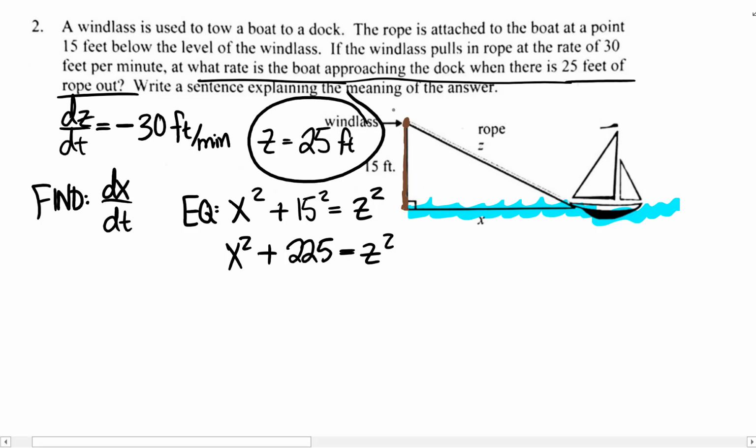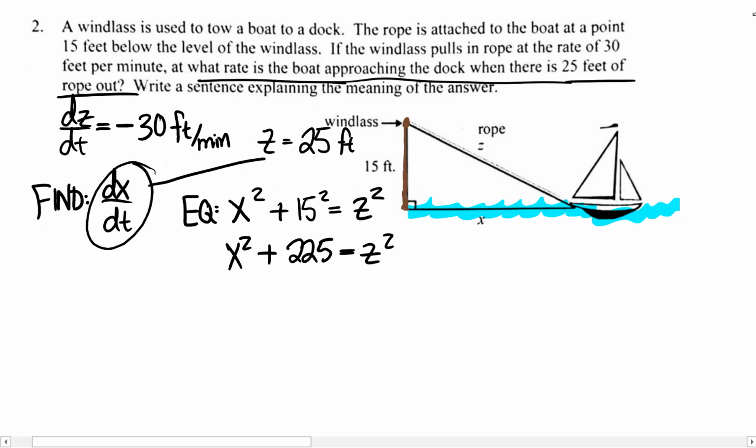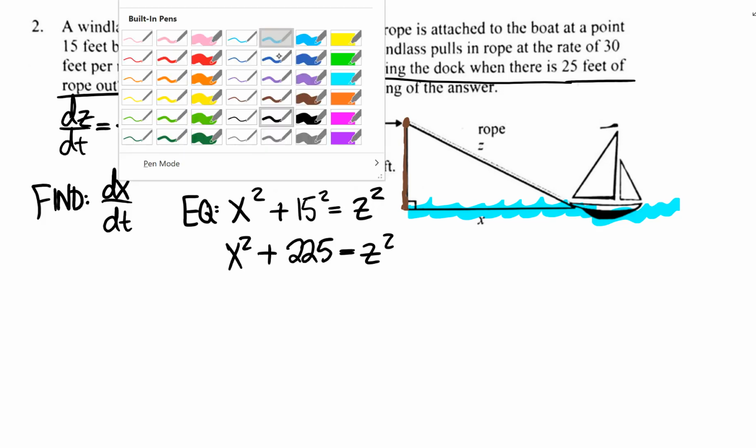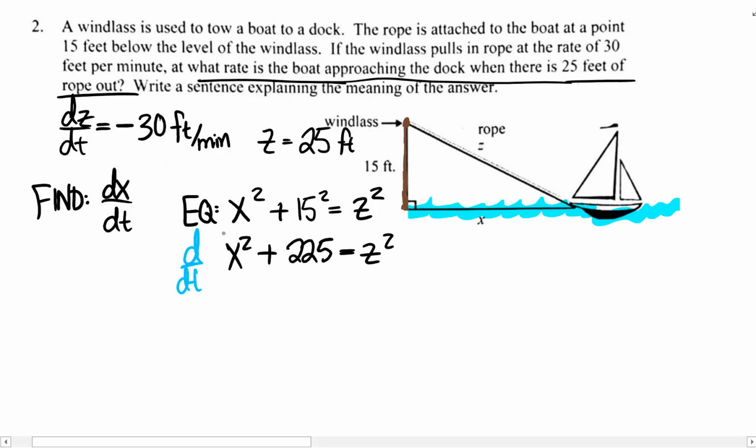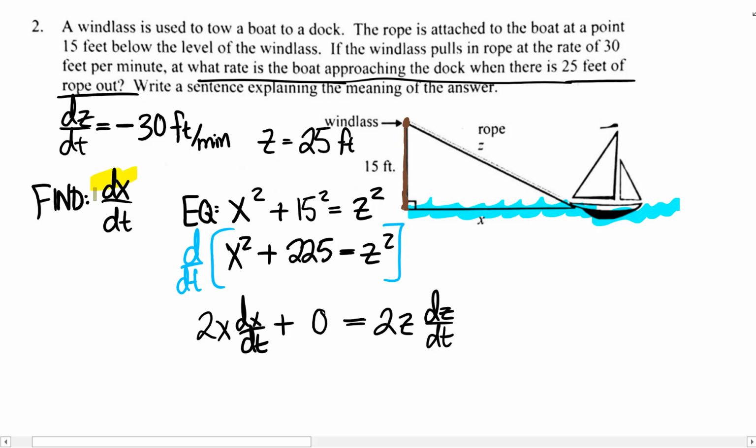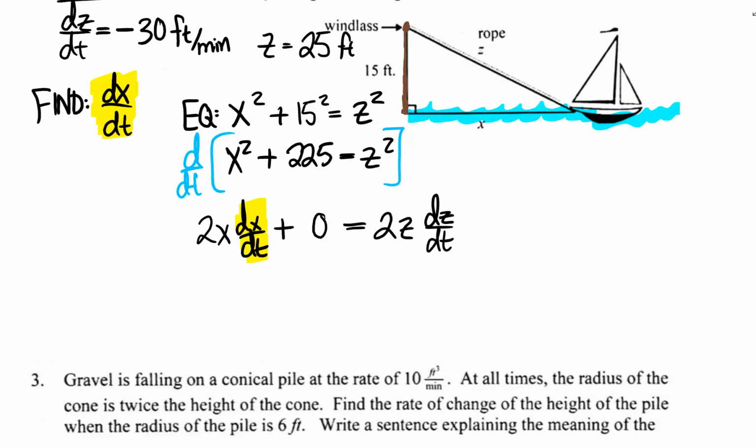I'm not going to plug in z equals 25 because this is what they want me to find. Find dx/dt when z is equal to 25. But z is still changing, so it must be represented by a variable. It's time to differentiate both sides of the equation with respect to time. The derivative of x squared is 2x times the derivative of the inside, dx/dt, plus the derivative of a constant, which is 0, equals the derivative of z squared with respect to time, 2z times dz/dt. We already decided we were looking for dx/dt, so solve for dx/dt.